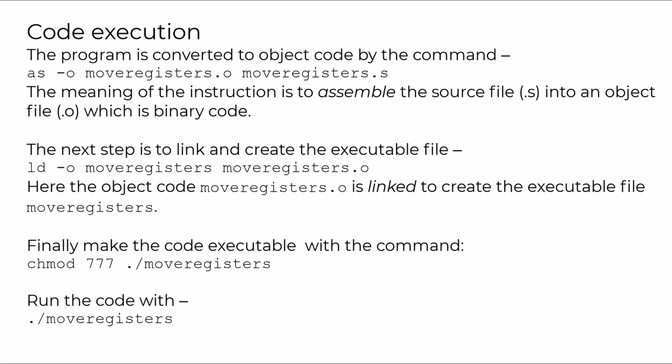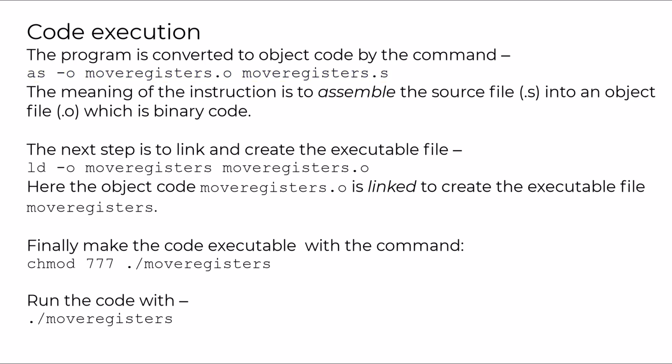Before we can run the code, we have to assemble it. So the instruction to assemble is as -o. This generates an object file, which is the binary code. So as -o moveregisters.o, that's the object binary. And then we have to give it the name of the source file, which is moveregisters.s. So we're assembling the source file into an object file.